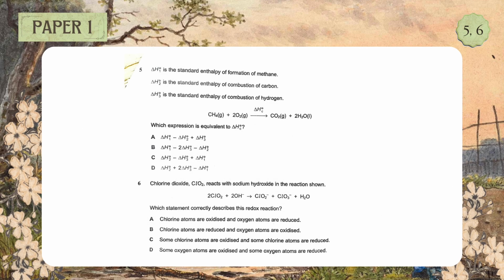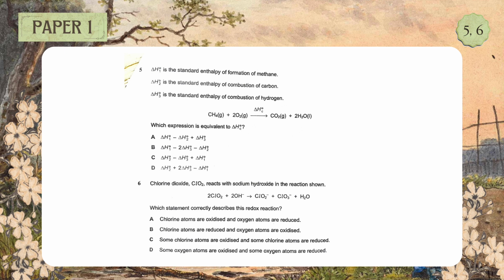In question 5, we're asked to find an algebraic expression equivalent to the standard enthalpy of combustion of methane. Let's write out the target combustion reaction shown in the question. This time, the clues given are all enthalpies of formation. When using enthalpies of formation, the Hess's law formula is reversed. So let's look at our products.